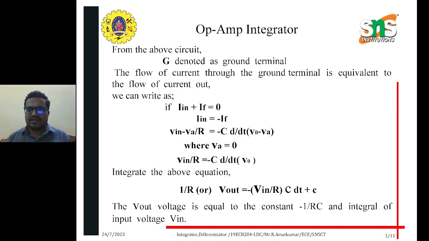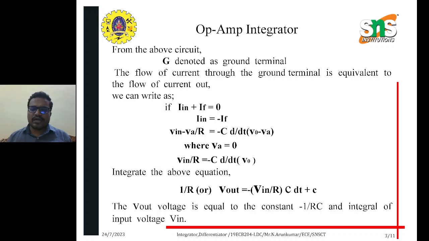So we can write V naught minus VA. V naught is the output voltage and VA is the input voltage. While the input voltage VA at the inverting terminal equals 0, the expression automatically becomes Vin by R equal to minus C into d by dt of V naught.